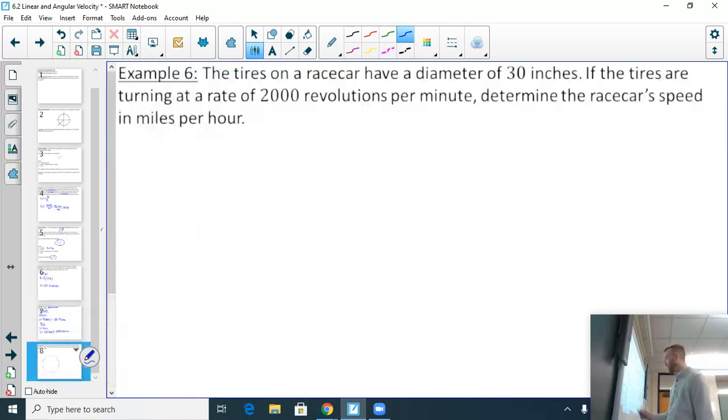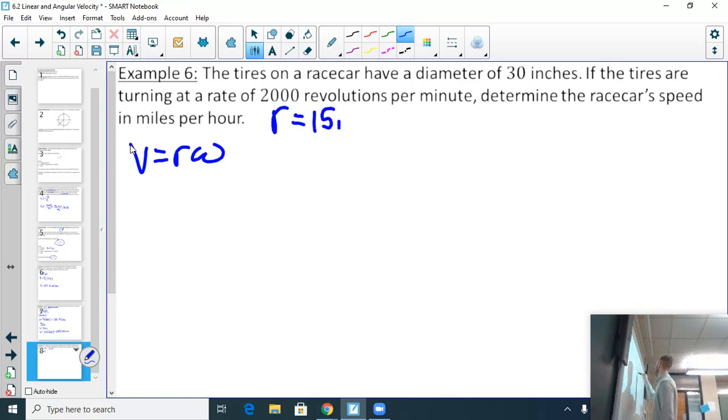That's incredibly fast. Now, here we're going to have linear velocity again. The tires on a race car have a diameter of 30 inches, so that means the radius would be 15 inches, right? If the tires are turning at a rate of 2,000 revolutions per minute, determine the race car speed. So let's break this down. We have v equals, let's do our r first, right? So our radius, and it says it wants it in miles per hour.